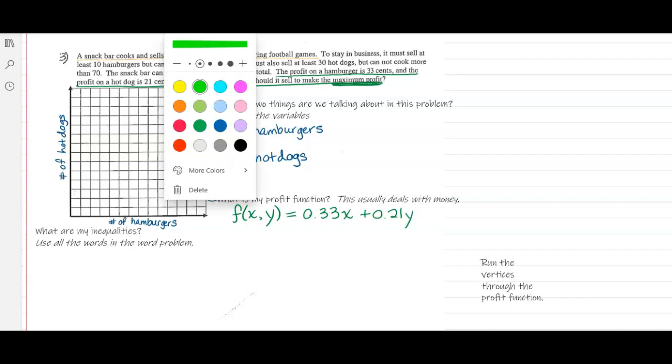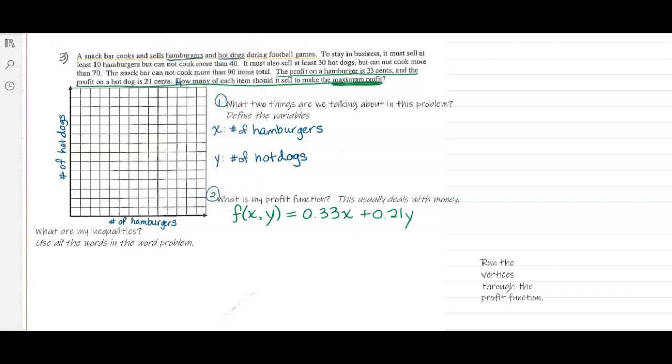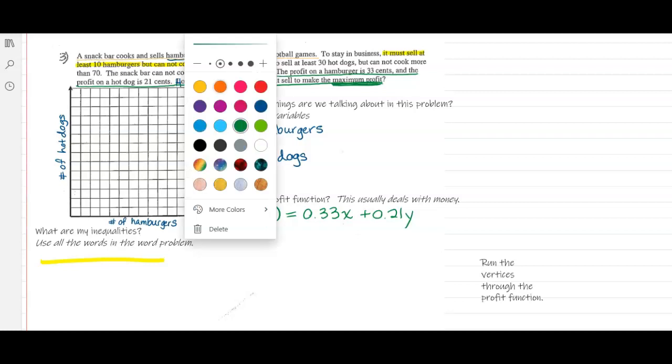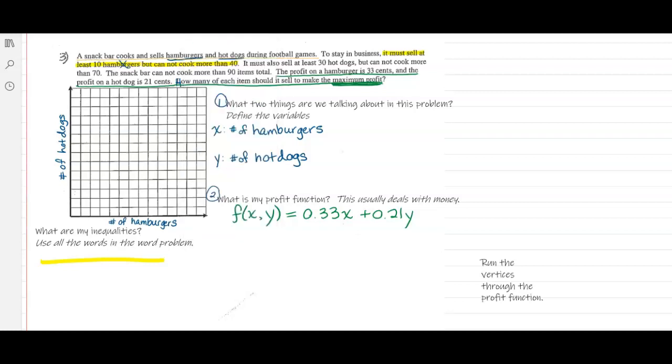Next, though, I do start to see some words come into play. To stay in business, the snack bar must sell at least 10 hamburgers, but cannot cook more than 40. So we're dealing with our x variable here. Hamburgers means x. X is at least 10, but not more than 40. That's what that says. So to write that, I would say 10 is less than or equal to x is less than or equal to 40.